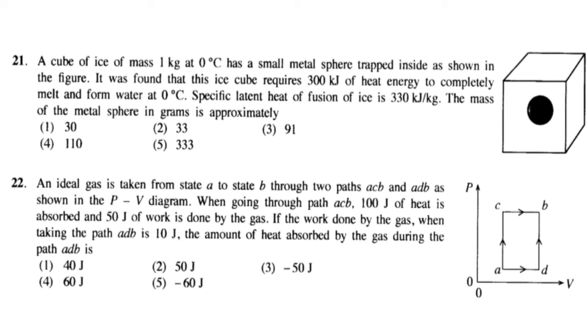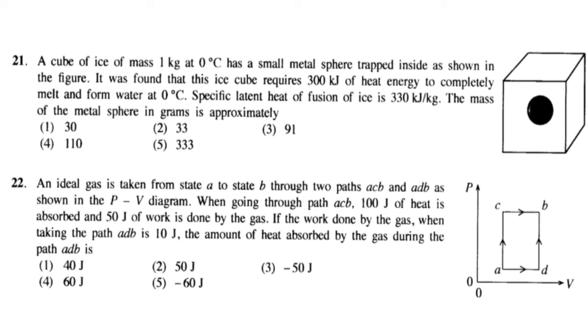There delta Q is 100 joule and delta W is 50 joule. By substituting the values in delta Q equal delta U plus delta W, you get delta U is 50 joule.